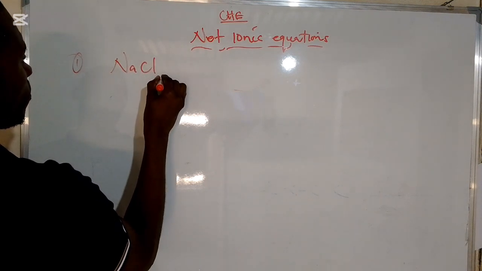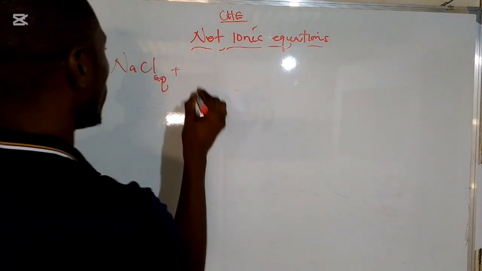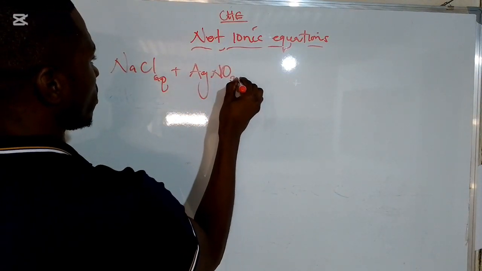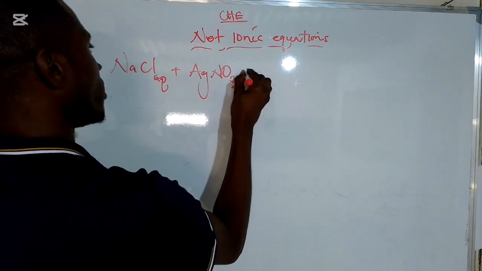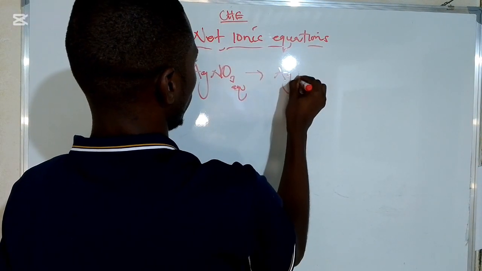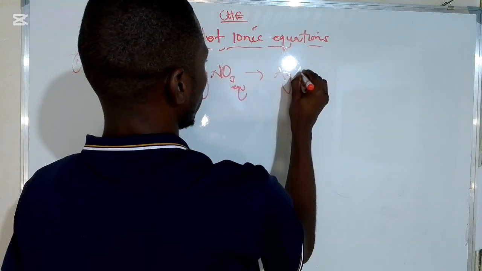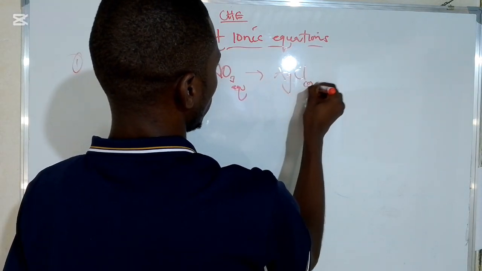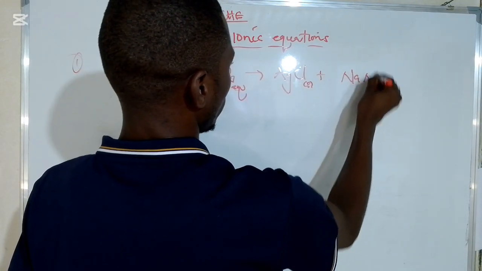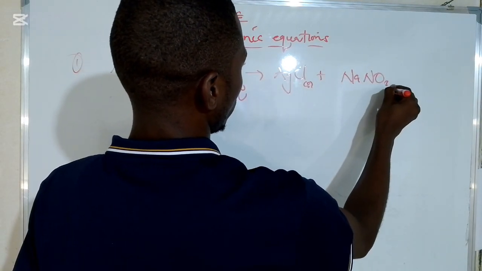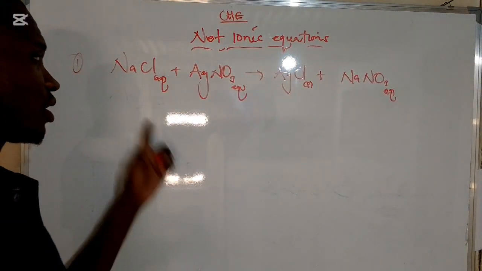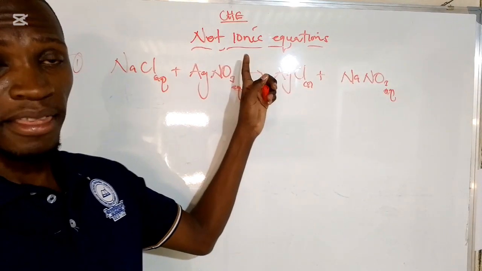sodium chloride, which is in aqueous state, plus silver nitrate, also in aqueous, are going to form a precipitate, silver chloride, which is solid, plus sodium nitrate in aqueous.